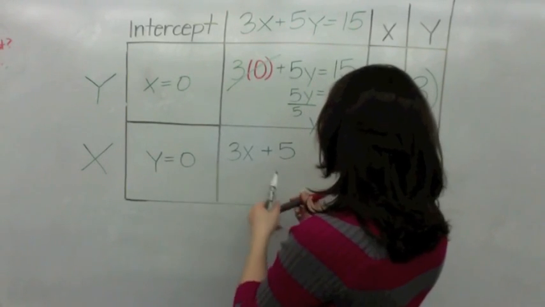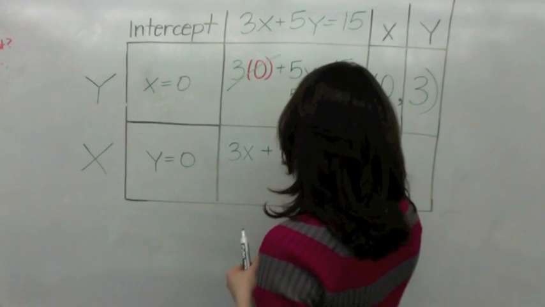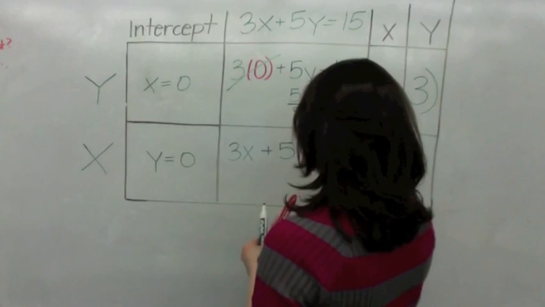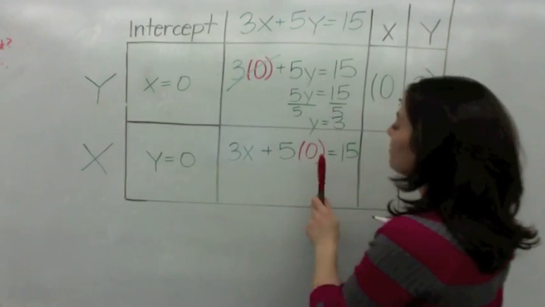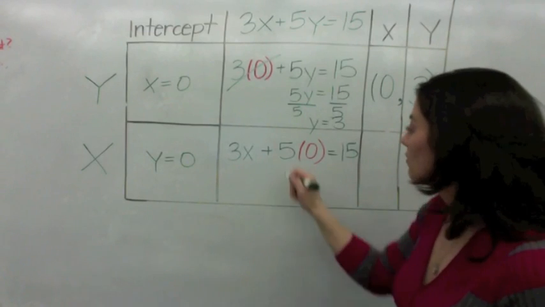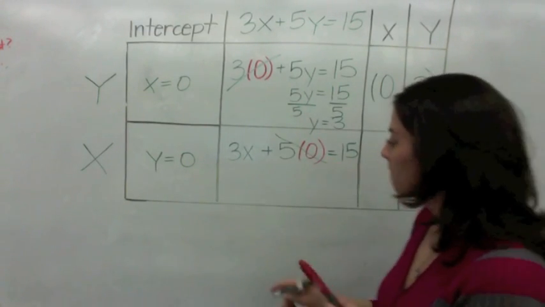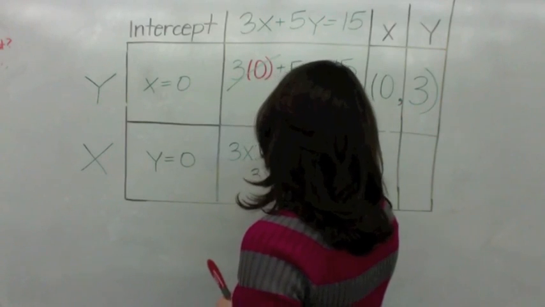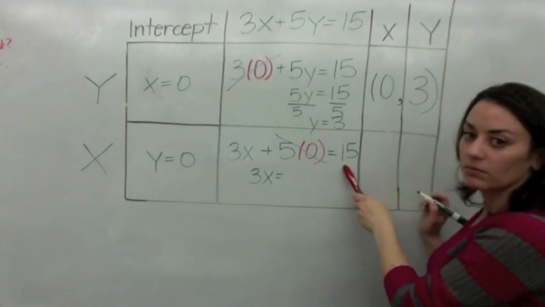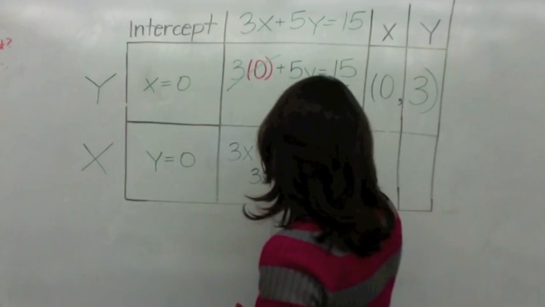What is y, people? What is y? It's 0. So you multiply it by 0, and that's still going to give you 15. 5 times 0 makes 0. It goes away. Okay? So then you're still left with 3x. And now what does 3x equal? It equals 15.